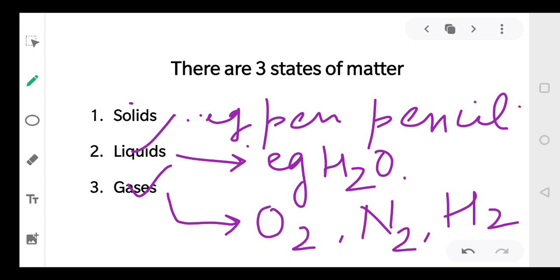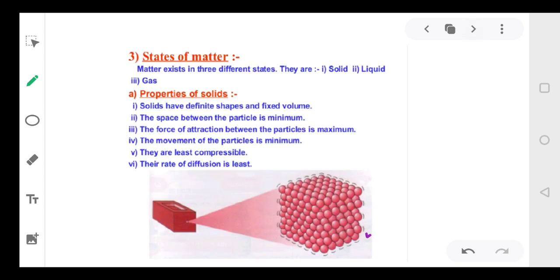Now we'll discuss the properties of each state. We'll first take up the solid. Let's see what the properties of solid are. Solids have a definite shape. The first property is that they have a definite shape. If you look at the pen, the shape of the pen is fixed, right? It has fixed volume. So solids have definite shape and fixed volume.